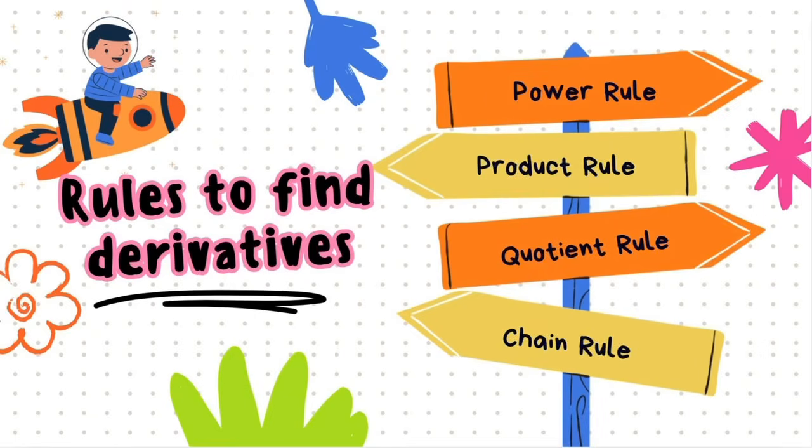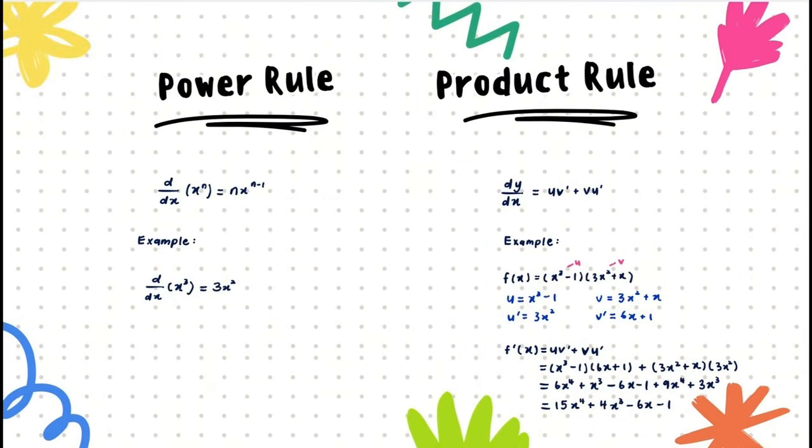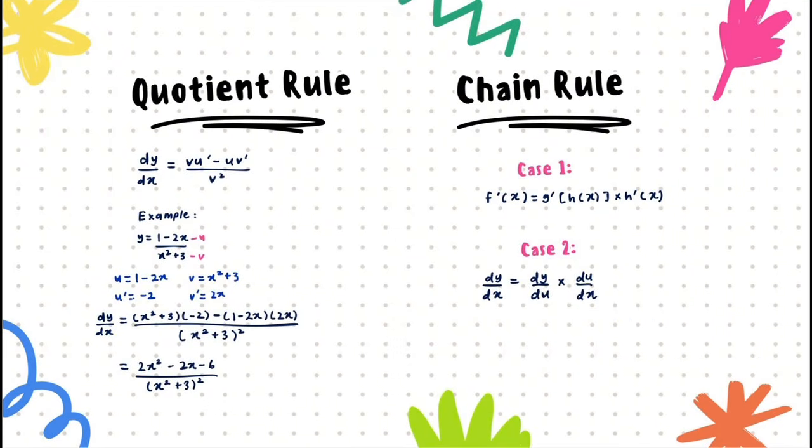These are the four main rules to find derivatives. Power rule states that when differentiating x raised to the power n, we multiply by the power and reduce the exponent by 1. For example, the derivative of x cubed is 3x squared. The product rule is used when two functions are multiplied together. Meanwhile, the quotient rule is applied when one function is divided by another function. The chain rule is used when a function is inside another function, also known as a composite function.